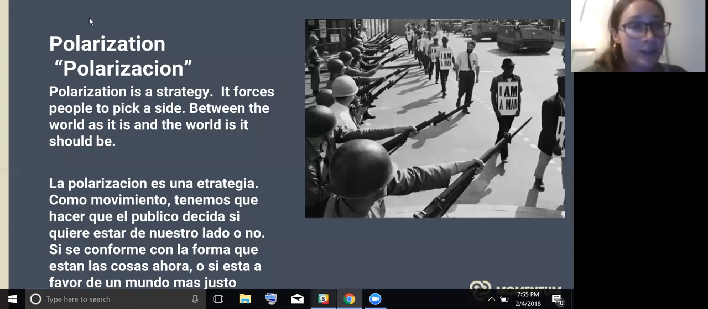And essentially we do that by polarizing. We talk a lot in Cosecha about polarizing the public. So basically polarization forces people to pick a side. I think polarization sometimes has a negative connotation. People are like, oh, this country is so polarized, right?